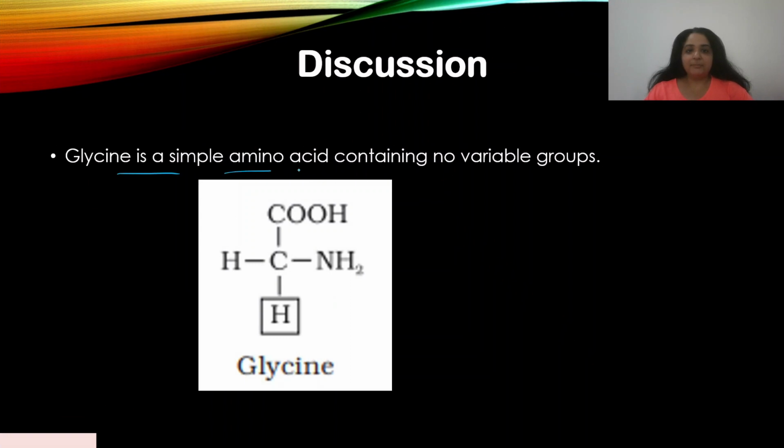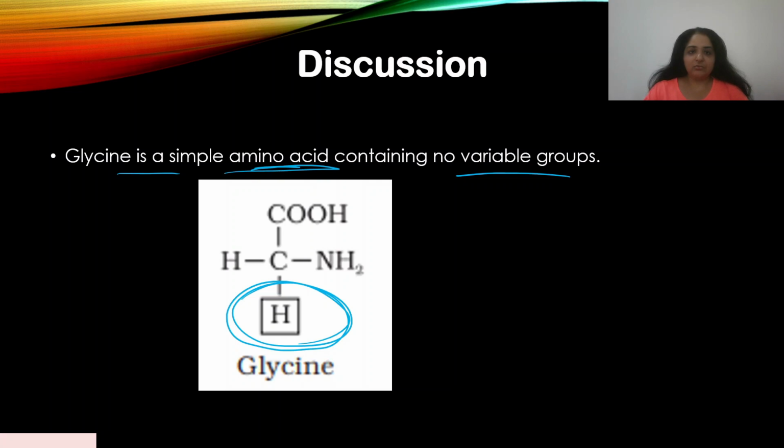So glycine is a simple amino acid containing no variable group. We already discussed which is the simplest amino acid. There's a question asked previously in part 1 also. Glycine is the simplest amino acid that is there. It contains no variable groups. It contains just one hydrogen atom here. So it's glycine.